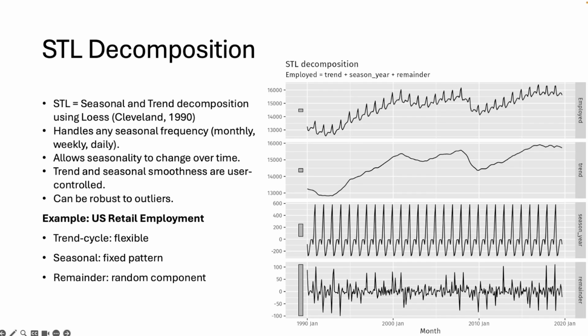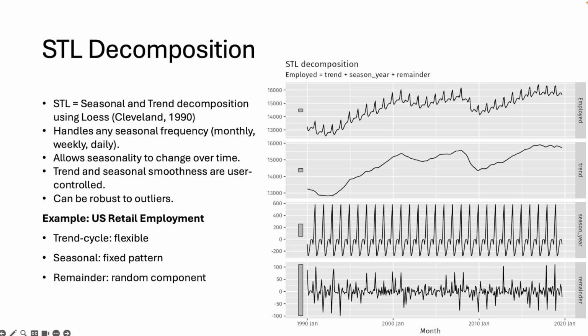That's why we switched to what's called STL decomposition. STL uses regression to estimate the trend and seasonal parts, not the smoothing average. It's far more flexible compared to the classical decomposition. The seasonal pattern can slowly evolve, and we can control how smooth the trend should be.